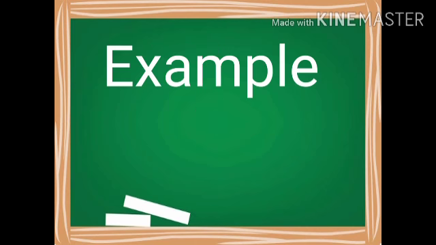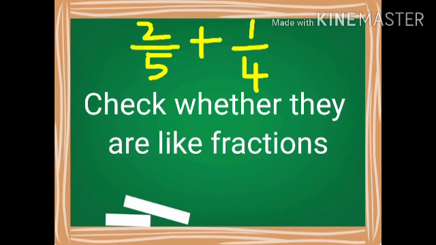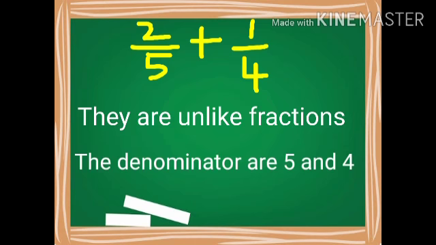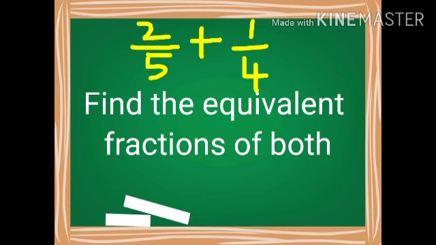Have you understood, children? Now let us start with another example, 2 by 5 plus 1 by 4. We need to first compare and check whether they are like fractions or unlike fractions. We see that they are unlike fractions because they have different denominators, 5 and 4. So what will be the next step, children? We need to find the equivalent fractions of both.